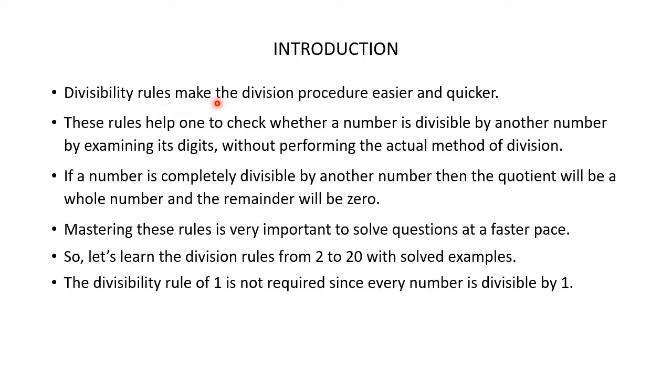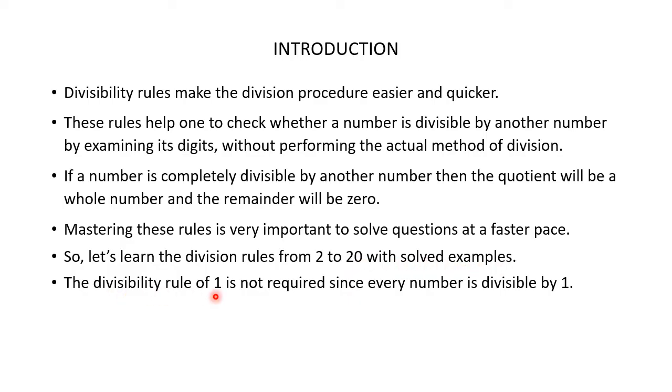Divisibility rules make the division procedure easier and quicker. These rules help you to check whether a number is divisible by another number just by examining its digits. There is no need to perform the actual method of division. If a number is completely divisible by another number, then the quotient will be a whole number and the remainder will be 0. Mastering these rules is very important to solve questions at a faster pace. So, let's learn the divisibility rules for numbers from 2 to 20 with solved examples.